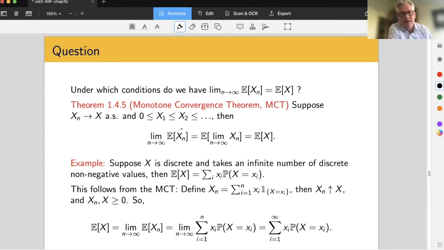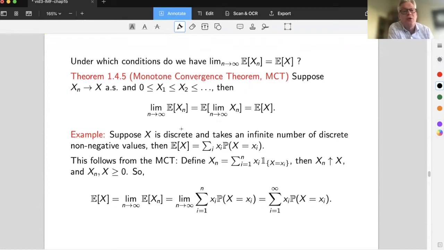Yeah, and as an example that we all know, suppose x is discrete and it takes an infinite number of discrete non-negative values. Then we know from the definition that the expected value of x in this case is the sum over i of xi times the probability that x is equal to xi. And this follows, in fact, from the monotone convergence theorem.